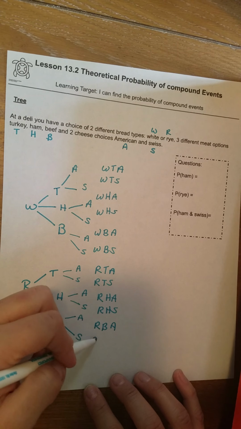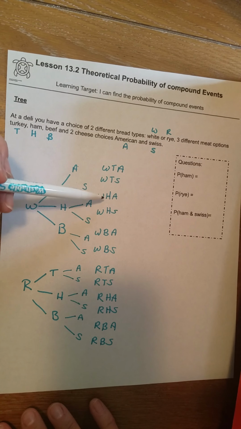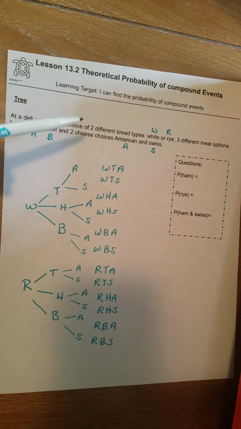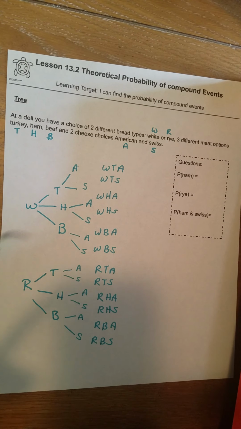And now I've got rye and turkey and American, rye, turkey, Swiss, rye, ham, American, rye, ham, Swiss, rye, beef, American, rye, beef, Swiss. So I can see that I've got 1, 2, 3, 4, 5, 6, 7, 8, 9, 10, 11, 12 different outcomes just by these simple sandwich choices.